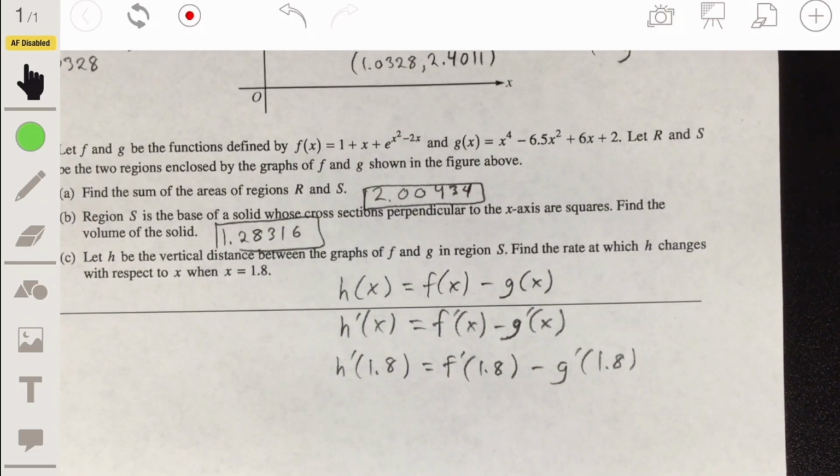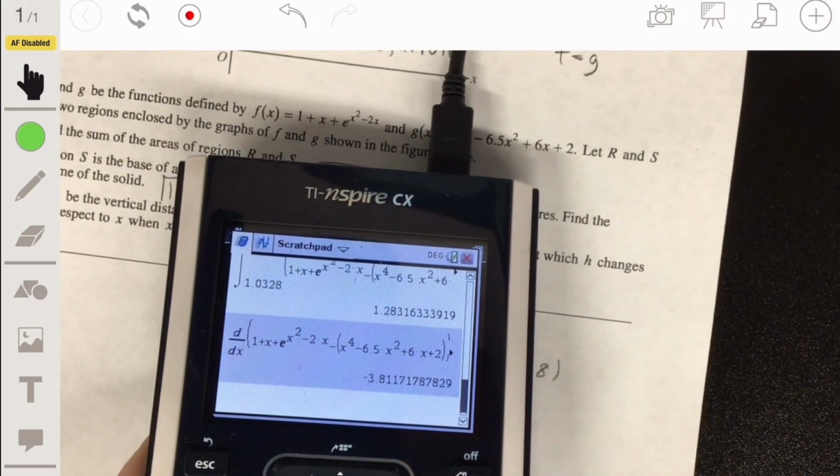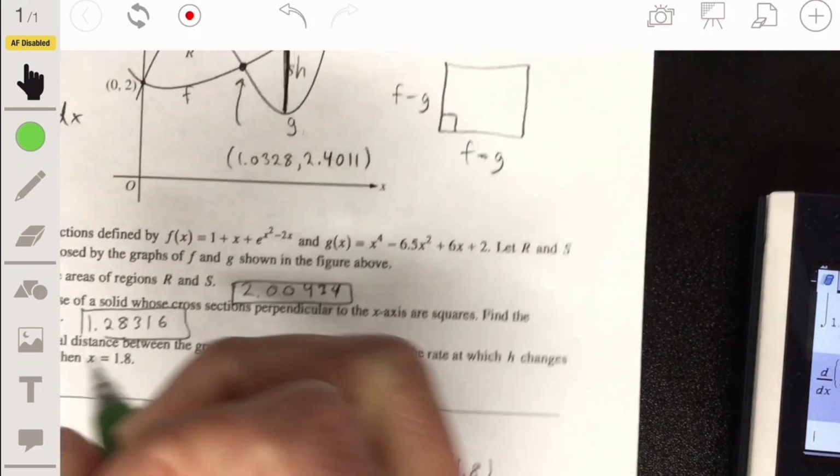So let's run this in our calculator too. All right, if you do that correctly, you'll get about negative 3.811. So then that'll be your answers.